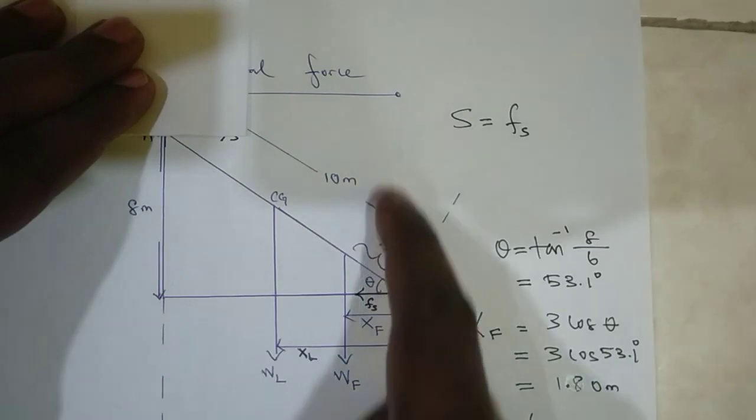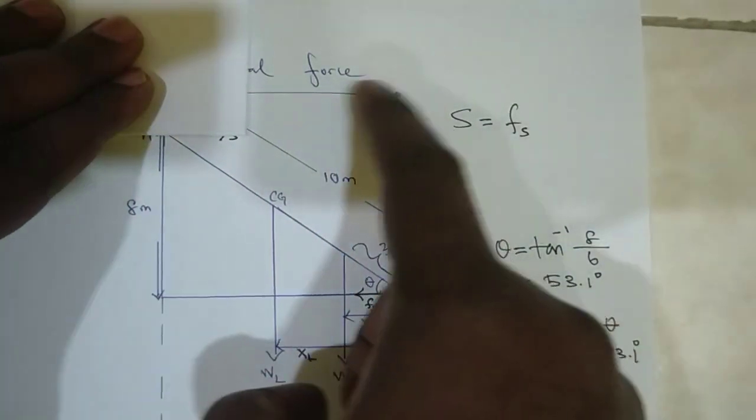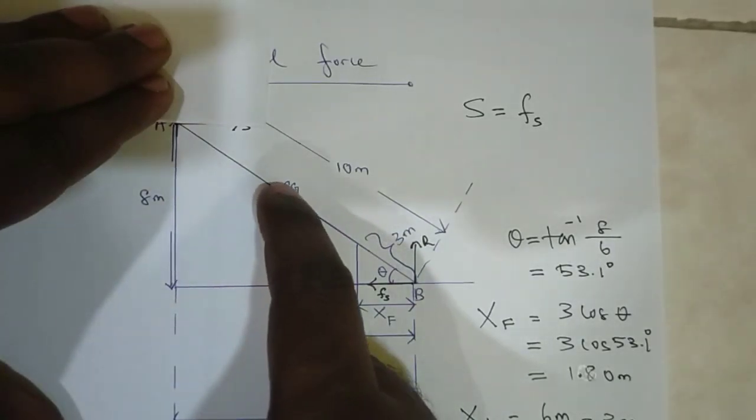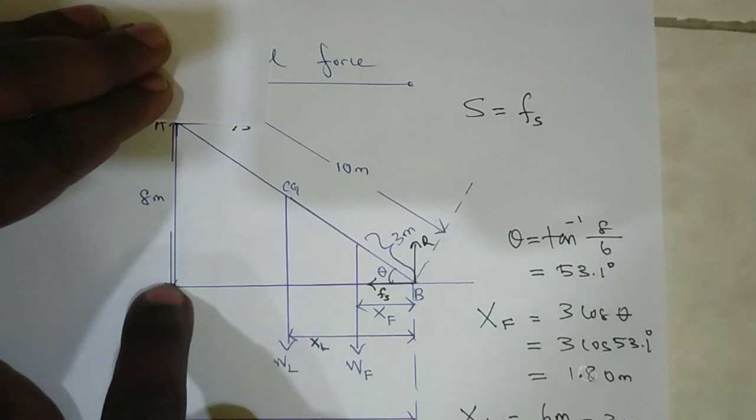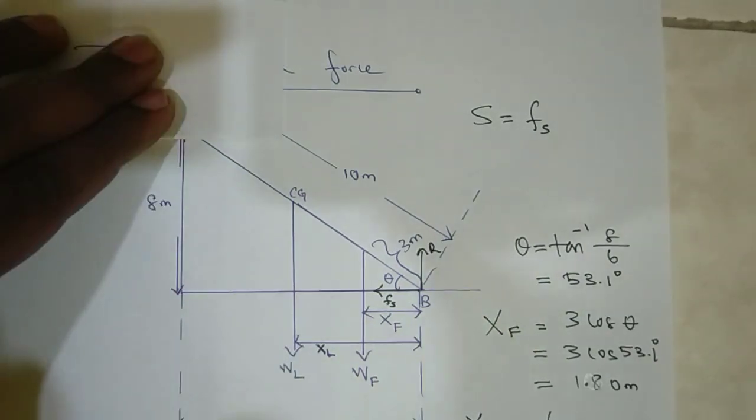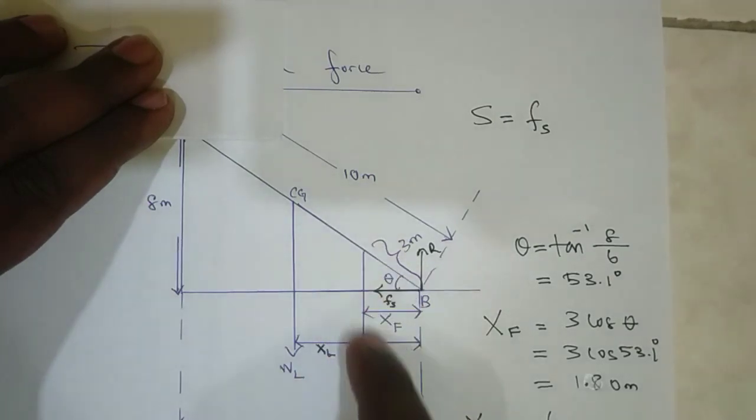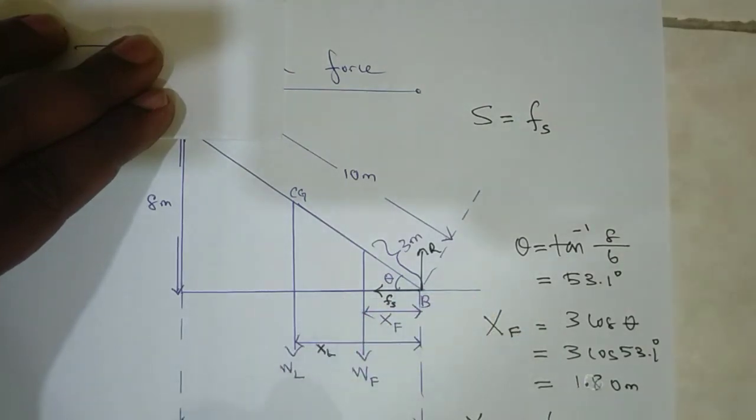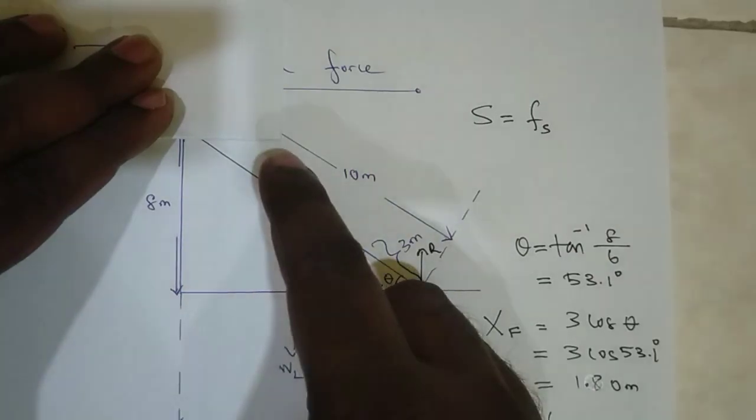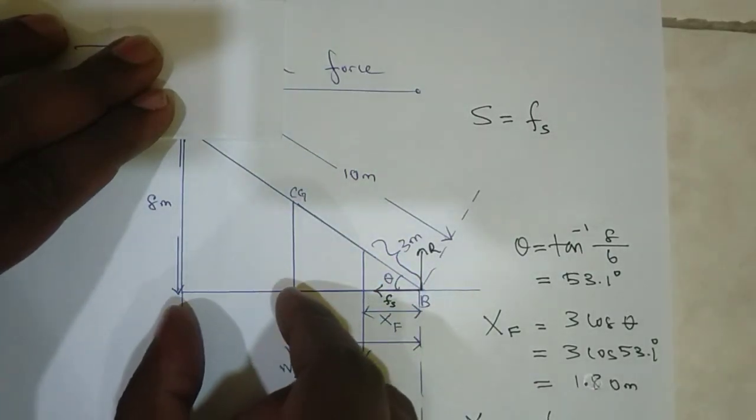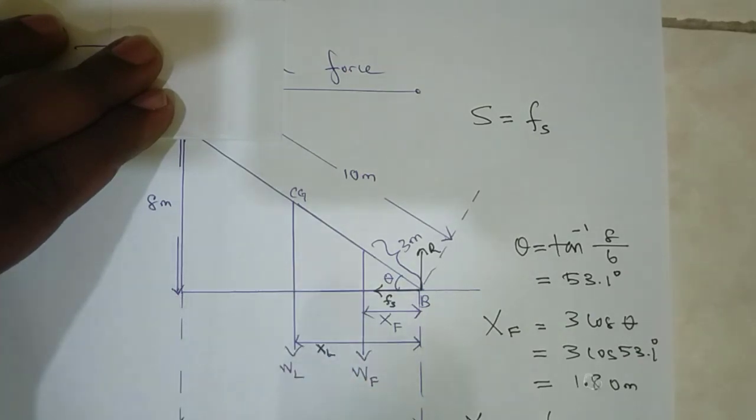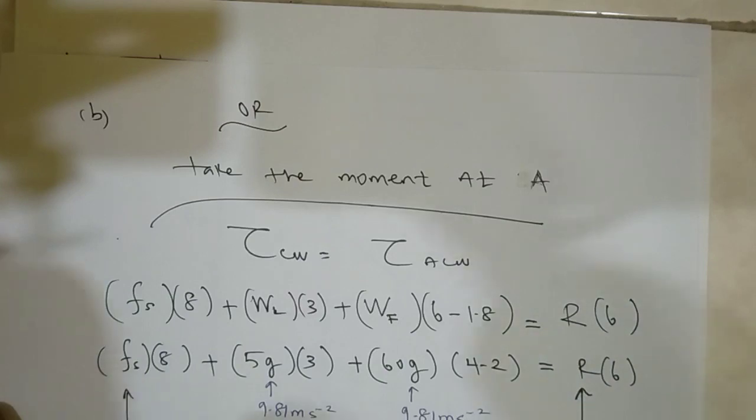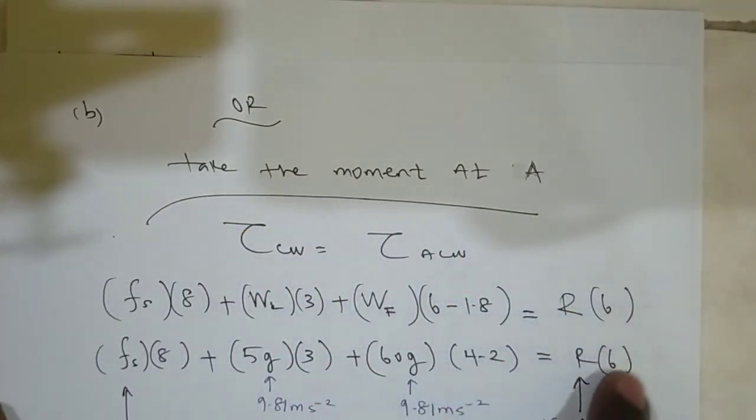Anti-clockwise, normal force R times 6 meter. For clockwise, weight of ladder times 3 meter from the center of gravity, and weight of firefighter times 6 meter minus XF. You may see the clear picture here.